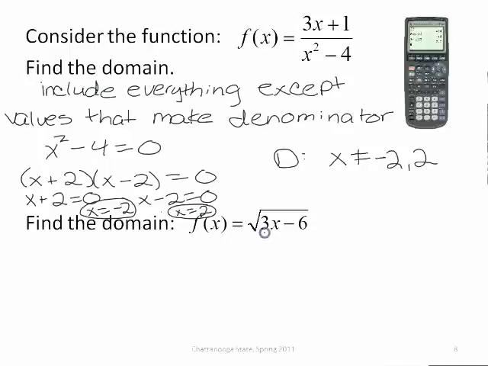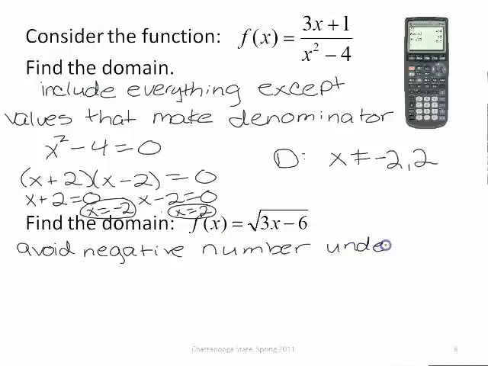This example has a square root in it. And remember, here we want to avoid a negative number under the radical because we can't take the square root of a negative number. So to avoid it being negative, we want to force it to be positive. So we're going to take whatever's under the radical and set it greater than or equal to 0. So then we solve that.